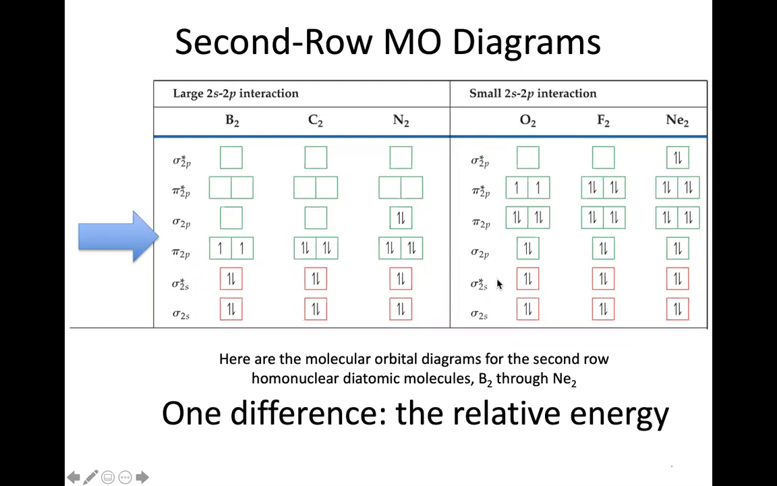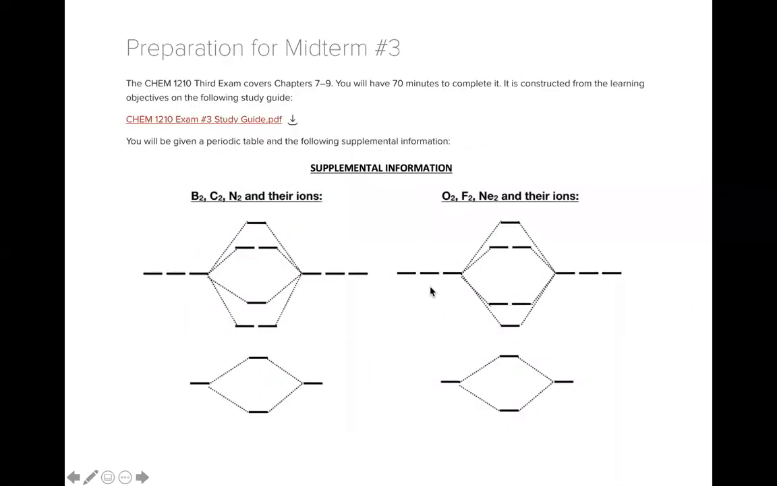So one question people had in perusal, which is a good one, is, well, what do we need to know about this? Well, I looked at the practice exam that we have. Here's the practice exam that was posted for midterm 3. This was the provided information right there. It says you'll be given a periodic table and the following supplemental information. And it had this image right here. So you're going to have exactly this image provided. It's showing you the grouping.